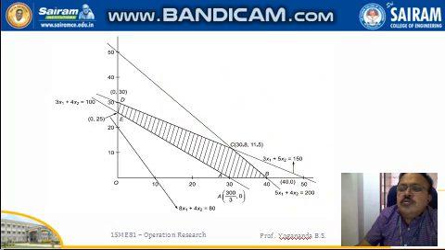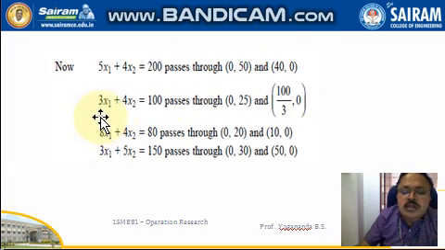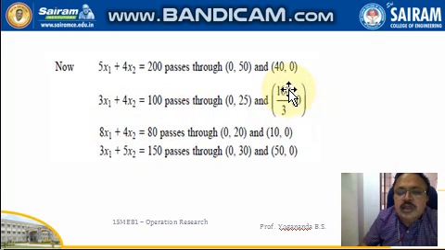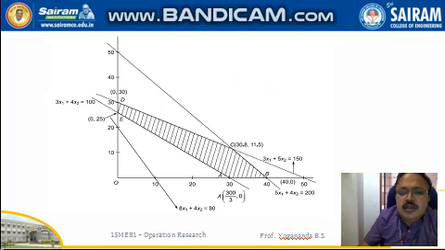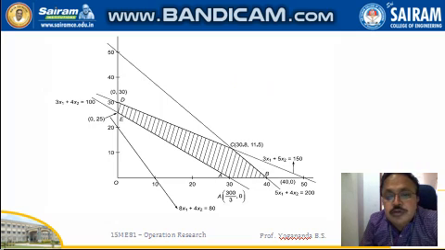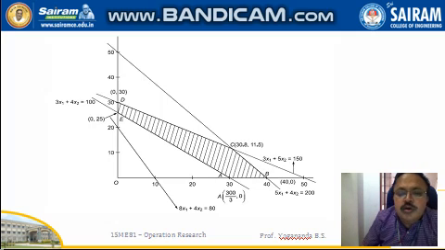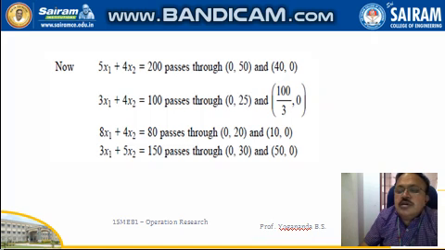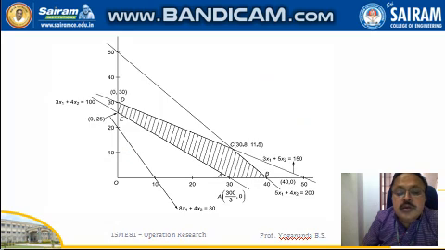Now the next line is 3x1 + 4x2 equal to this. I have the coordinates 100/3, 25. So 100/3 on the x-axis, that is 33.3 on the x-axis, and x2 is 25. So that is this.